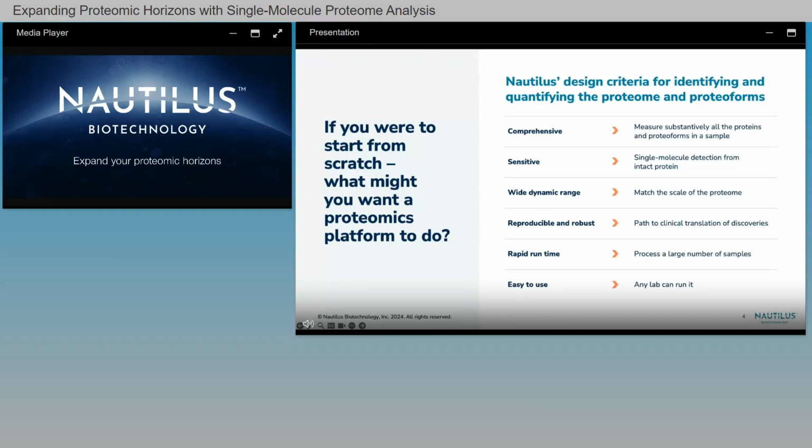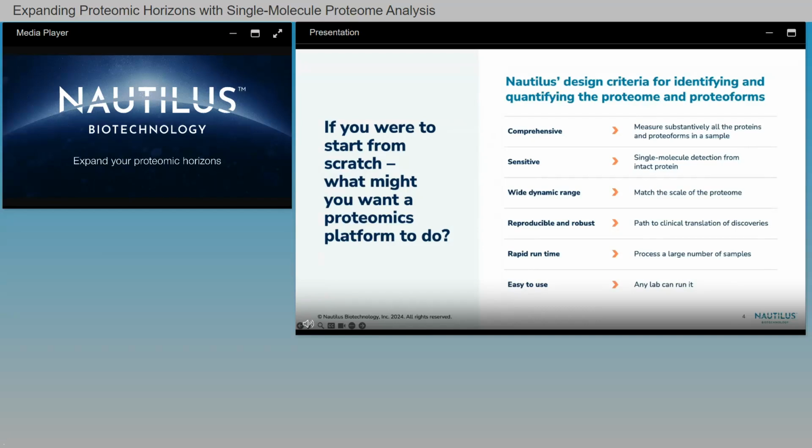I'm really curious to hear from each of you about what your desires would be for a next generation proteomics platform. But for us, what we really wanted were, number one, something comprehensive, able to substantively measure all of the proteins and proteoforms in a sample. We wanted something exquisitely sensitive, to be able to look at those incredibly rare and important protein molecules, such as transcription factors. We wanted a wide dynamic range that matched the scale of the proteome. As an analytical tool, it needed to be reproducible and robust. And then ultimately, wanting to explore biology and crunch through large numbers of samples, we wanted a rapid runtime.